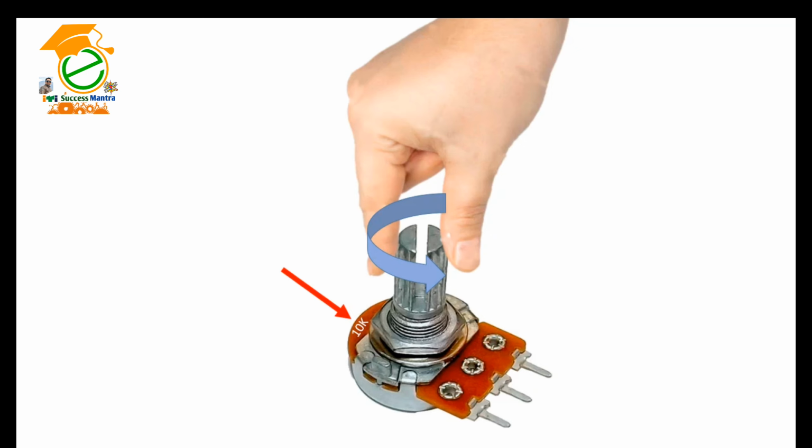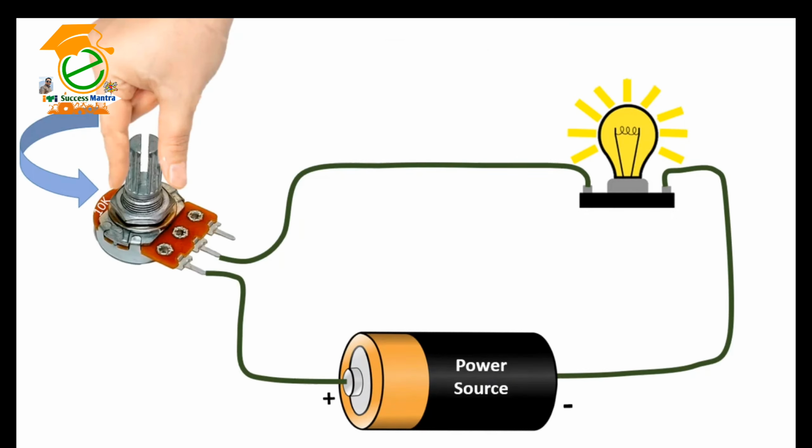Potentiometers are measured in ohms like resistors, but rather than having color bands, they have their value rating written directly on them. Potentiometers have 3 pins to create a voltage divider, which is basically 2 resistors in series.